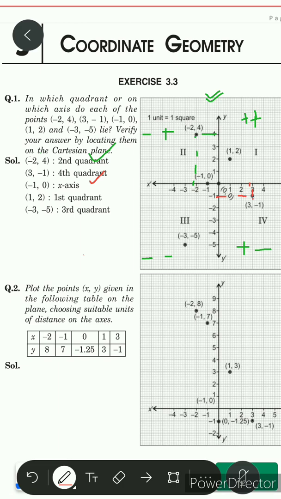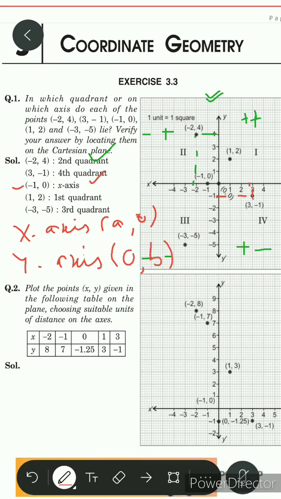First value is negative 1, second value is 0. It clearly lies on the x-axis. On the x-axis, the points are represented by the ordered pair a comma 0, while on the y-axis, the points are represented by 0 comma b. B can be any real number. 1 comma 2, since both are positive, it lies in the first quadrant. And negative 3, negative 5, both are negative, it lies in the third quadrant.